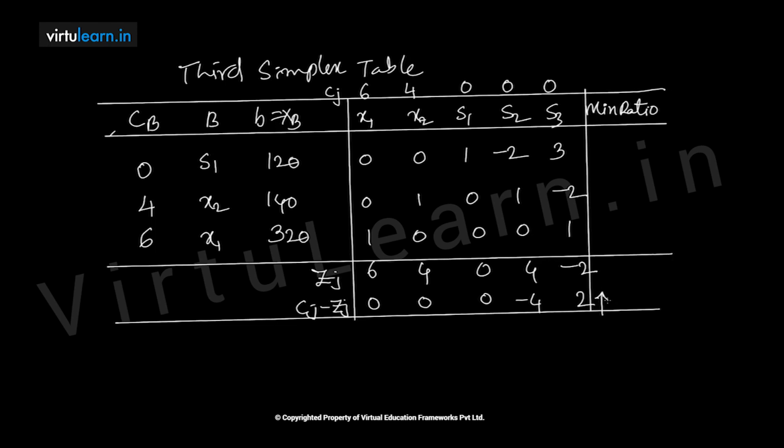So this is a positive value, so we have to see where it should enter: 120 by 3, and on the other side, because earlier this was the pivot row, that is the reason this is not considered, 320 by 1. Then S1 will be the outgoing variable. So the net evaluation row, it's right, net evaluation.